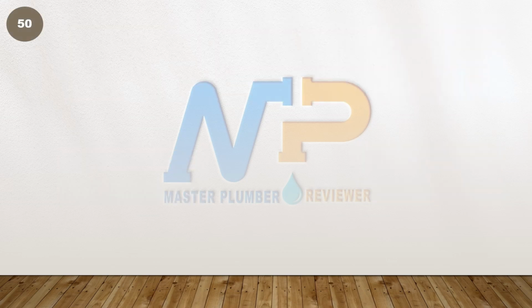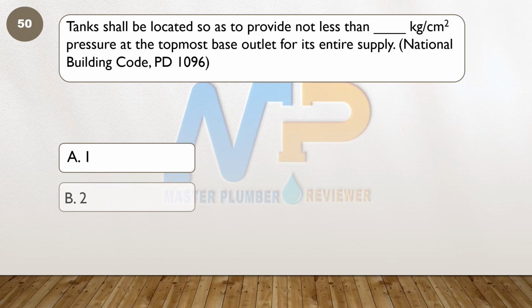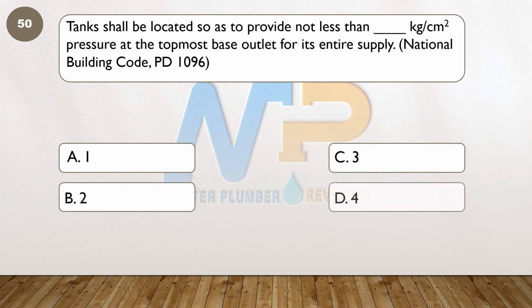Number 50. Tanks shall be located so as to provide not less than blank kilograms per square centimeter pressure at the topmost base outlet for its entire supply. A. 1. B. 2. C. 3. D. 4. The answer. It's B. 2.